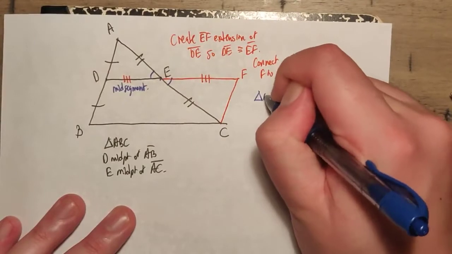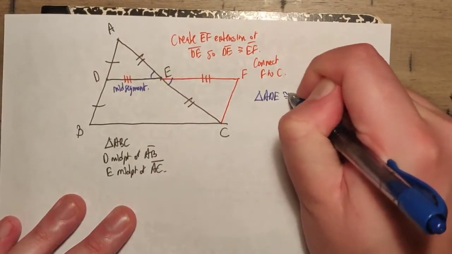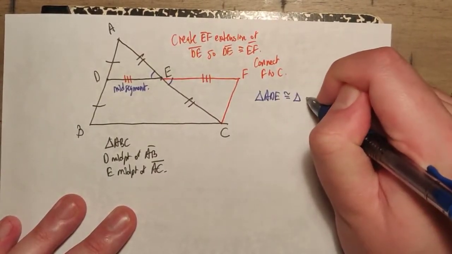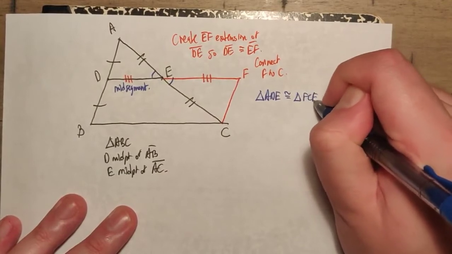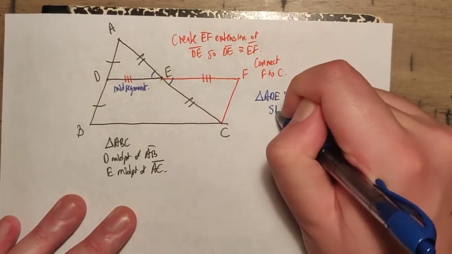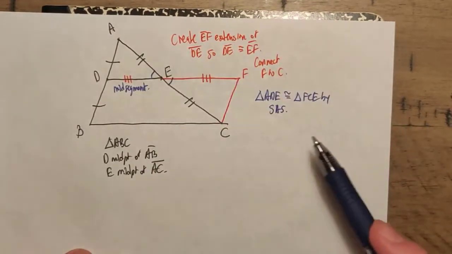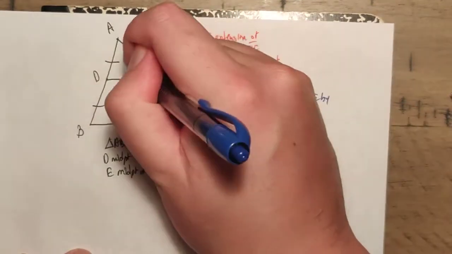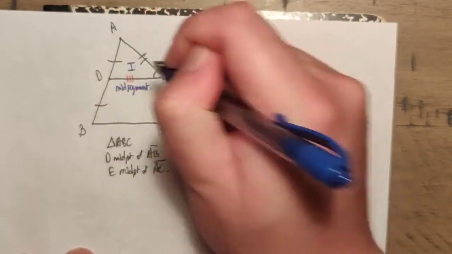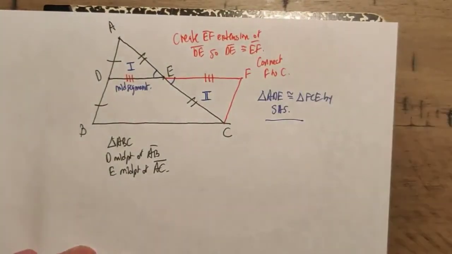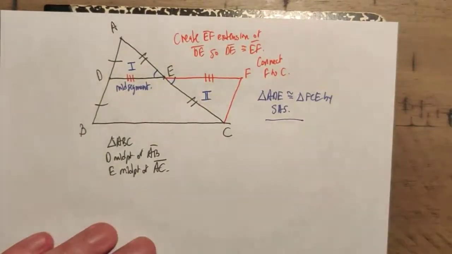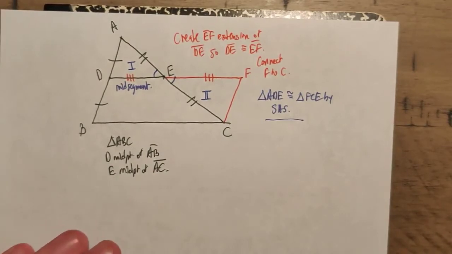So we can say that triangle ADE is congruent to triangle FCE by side angle side, right? So that's going to be really nice. Notice how in this setup we have side angle side showing that these two triangles, triangle 1 and triangle 2, are indeed congruent to one another. Okay, well that's great because there's a bunch of things that we can do.